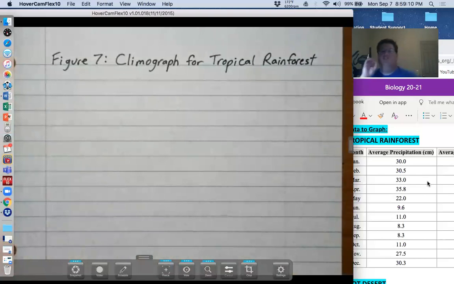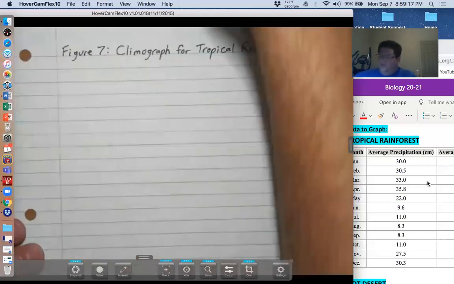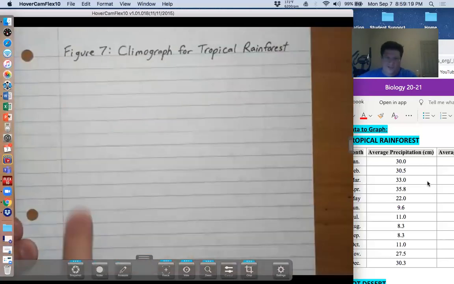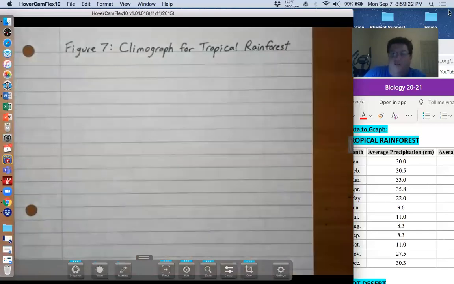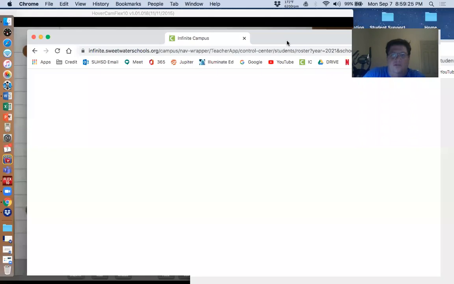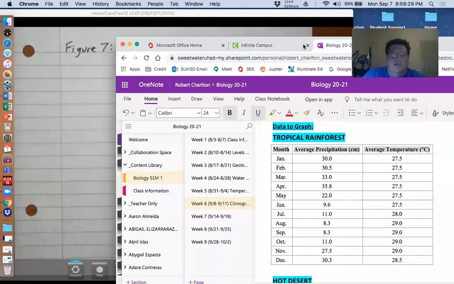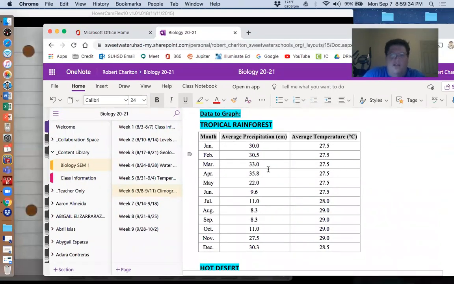Like I said, you want to use the same numbers on your y-axis for all 3 graphs. So before you even determine how many lines you're going to use here, you got to look at all 3 sets of data. We can get rid of that. Okay, so not only do I look at the rainforest, but I'm going to look at all 3.